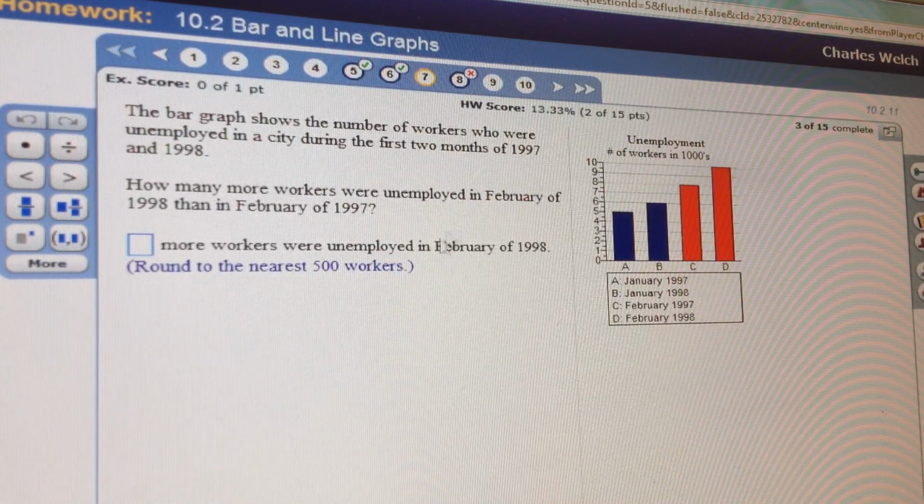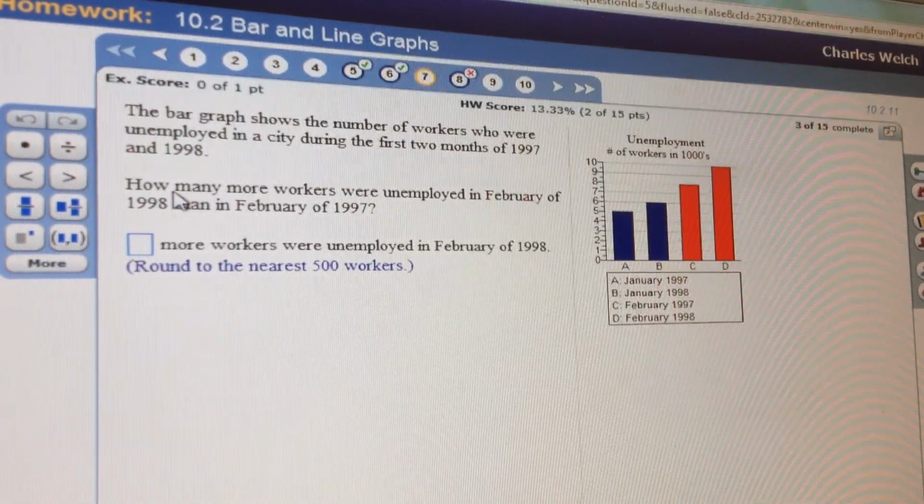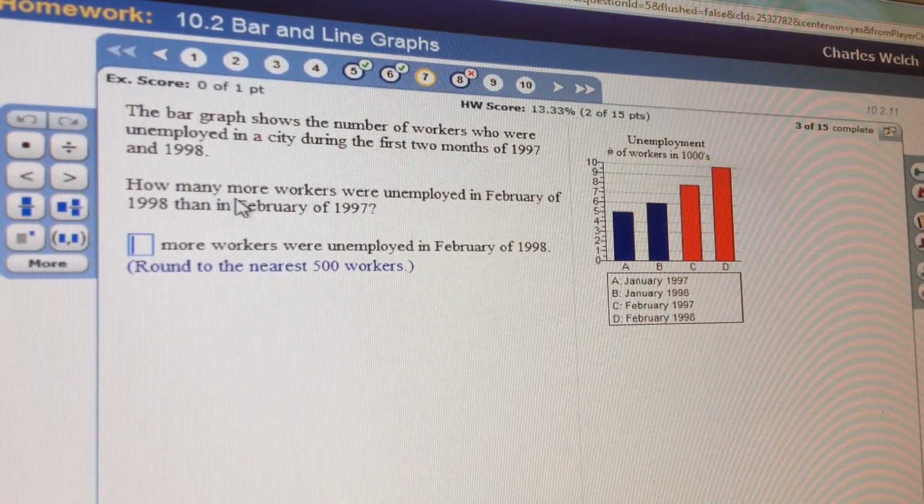So be careful with that, based on how the problem is worded and reading the bar graph. Right here, another vertical bar graph. How many more workers were employed in February of 1998 than in February of 1997? So I want to look at the two bars that represent February. I've got C and D here, February of the two different years. So it's going to be these two bars, and it asks how many more workers.